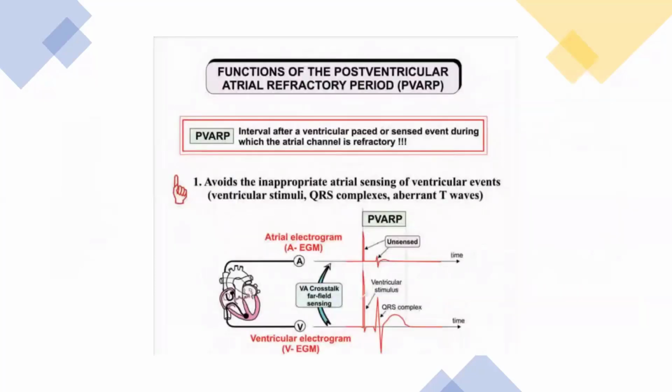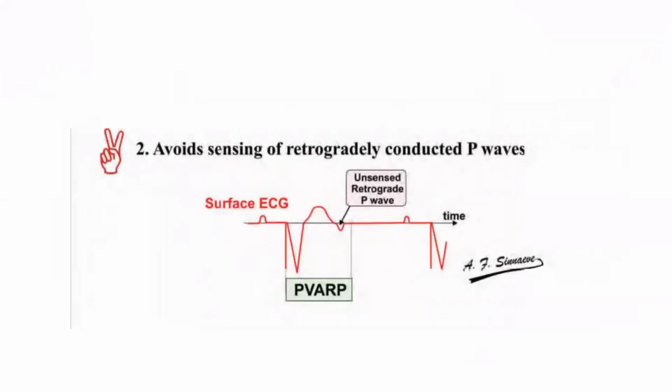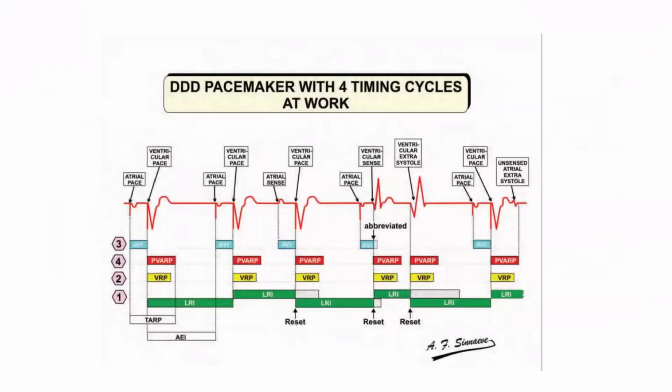This is important, the VRP (ventricular refractory period), to avoid the atrial channel sensing the QRS complex, to avoid sensing the retrograde P wave. And this is an example of a pacemaker acting with these 4 timing cycles we just described. First, let's take it from the start.